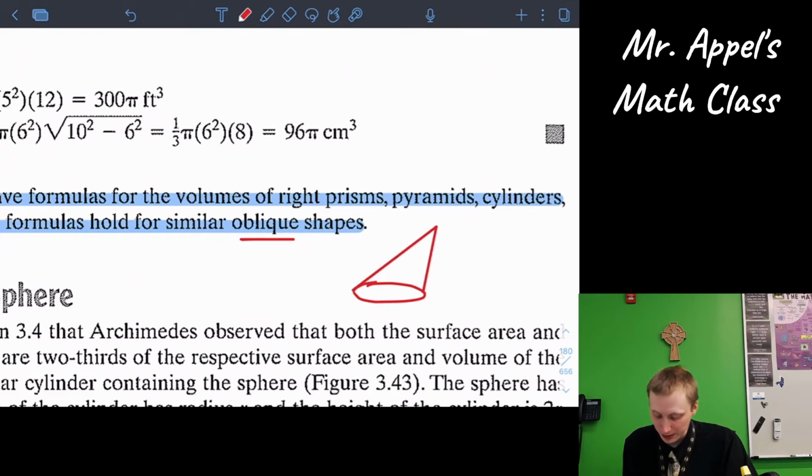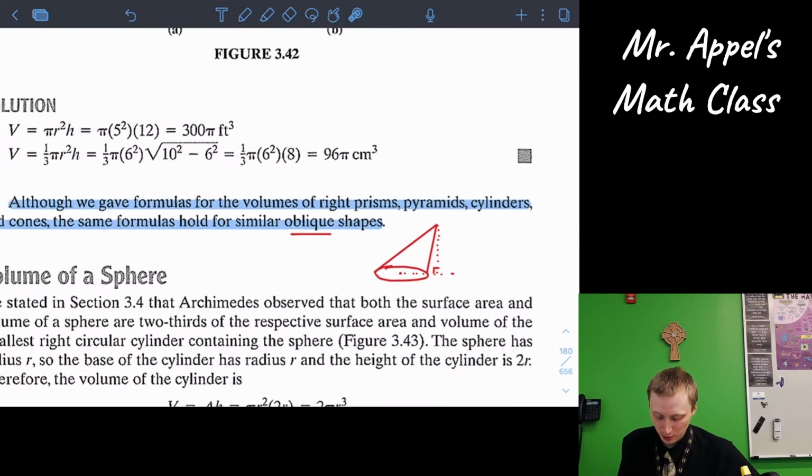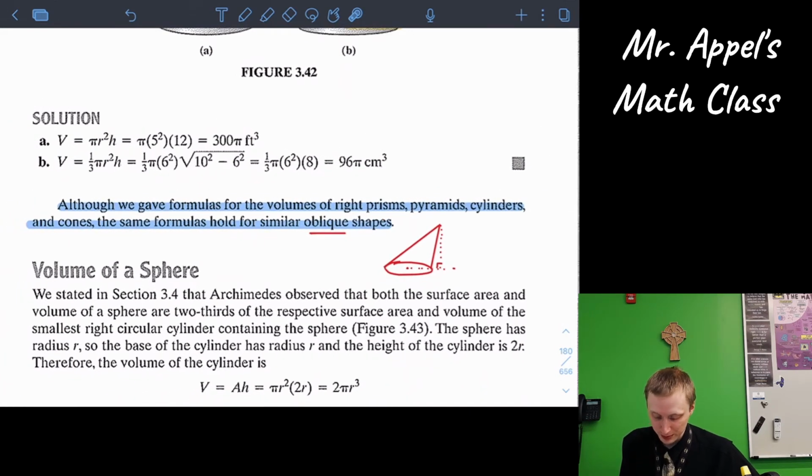Okay, you could have some kind of cone like this, as long as you can draw a height down to the plane of its base. So your height is truly perpendicular from that surface. You can use that to find the true volume, even of a slanty cone or pyramid or prism or cylinder.